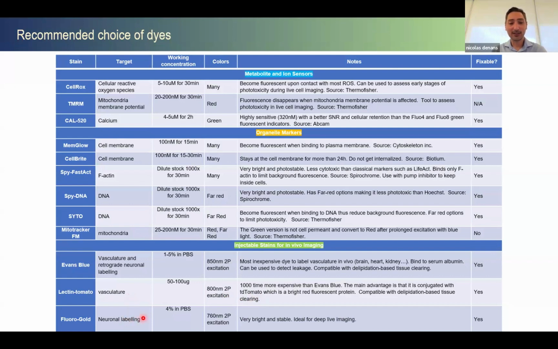Fluorogold is a great dye to image neuronal labeling very deep, with 2-photon imaging. So if you want to do in vivo 2-photon imaging of neurons, that could be a very good choice.